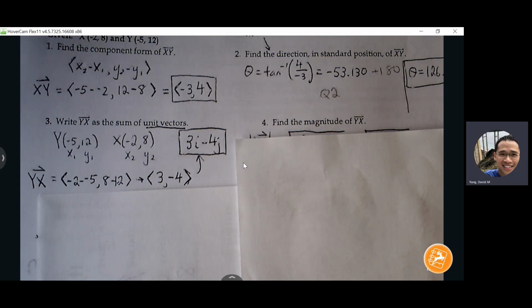I would go through the work, right? This is x2, this is x1, y2, this is y1. Because here, y is your initial point, x is your final point. Vectors, when you turn to i and j, that's right, you just take your component form and you just put i and j, with addition or subtraction between the two terms.